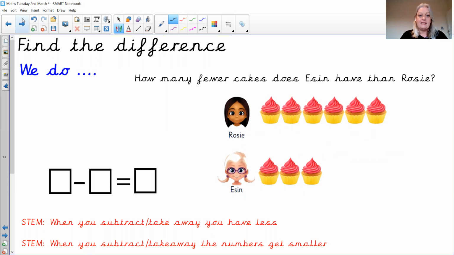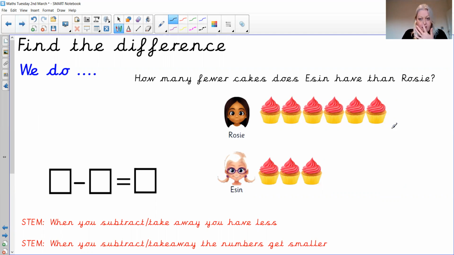Okay, now this one, it says, how many fewer cakes does Essie have than Rosie? Fewer. What does fewer mean again? That's right. It's just another name for taking away and subtraction. It's all about finding less. So it wants to know how many less cakes, how many fewer cakes does Essie have? She hasn't got as many as Rosie, but we don't know how many less that she's got. So we'll have to work it out.